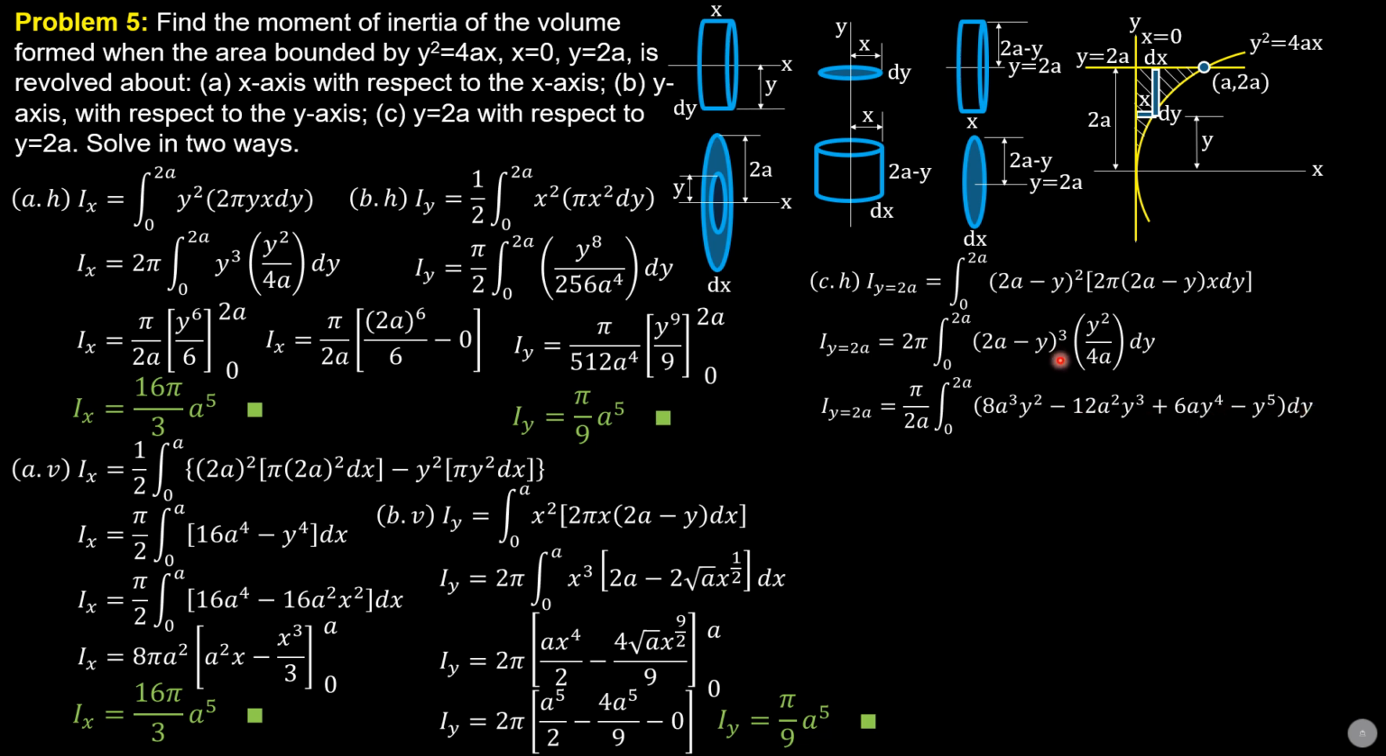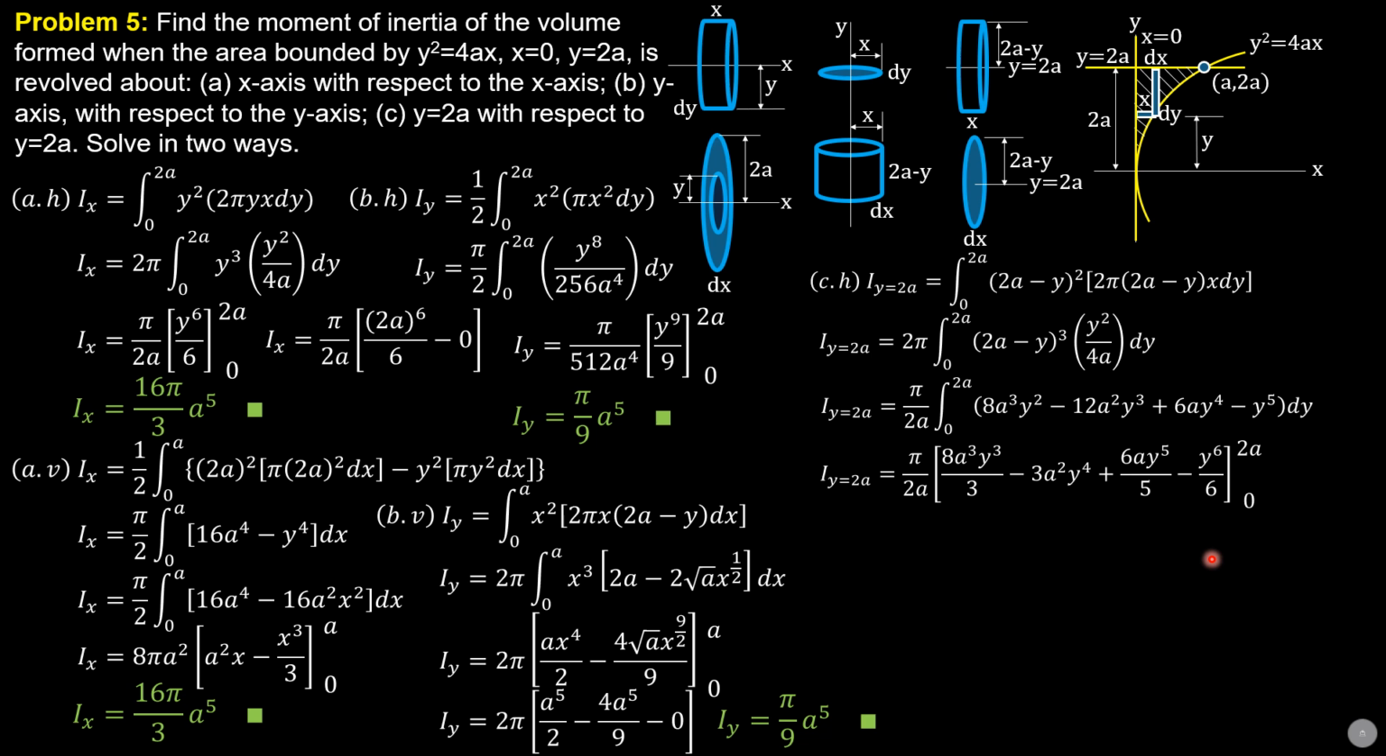So just go over the explanation, expanding this quantity 2a minus y cubed, then multiply it by y squared. So the first integral therefore is pi over 2a quantity 8a cubed y cubed over 3 minus 3a squared y to the fourth plus 6a y to the fifth over 5 minus y to the 6 over 6, 0 to 2a.